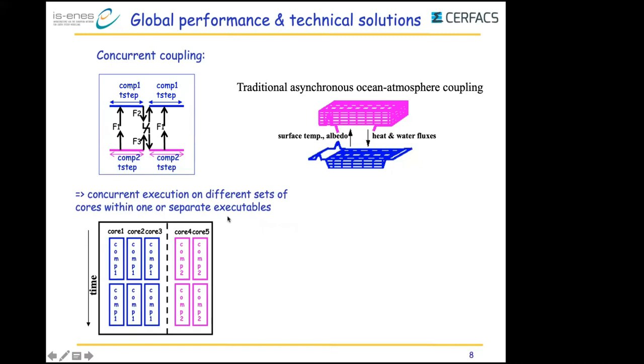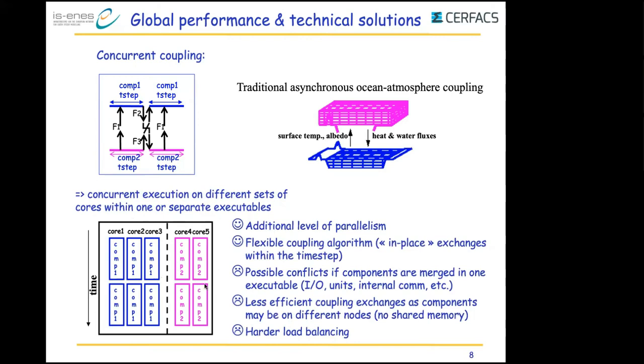When you want to implement that type of coupling, you want to run one component on a subset of your resources. For example, here you're running component 1 on cores 1, 2, 3, and then you run your other component concurrently in parallel on another set of computing resources. This is illustrated here. The advantage of implementing the coupling this way is that you have an additional level of parallelism. The components themselves can be parallel, but you also run them in parallel. So you have this additional level of parallelism in the coupling.